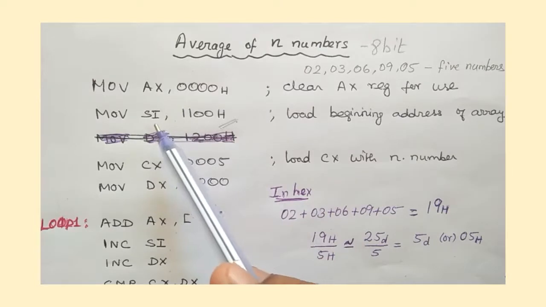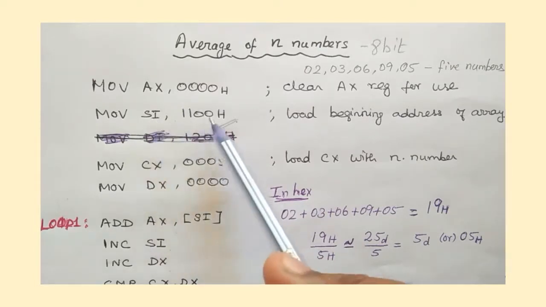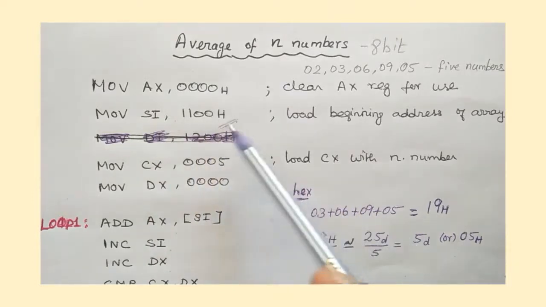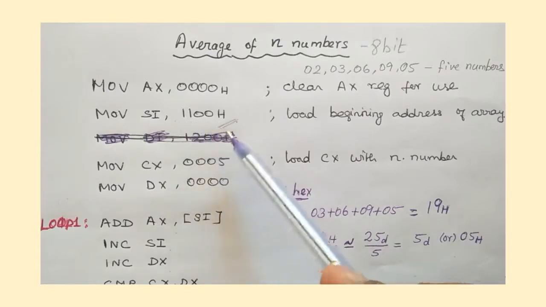The second register is called the source index register. That is used as a pointer to the memory location, because all these operands are presently available in the memory location starting from 1100.